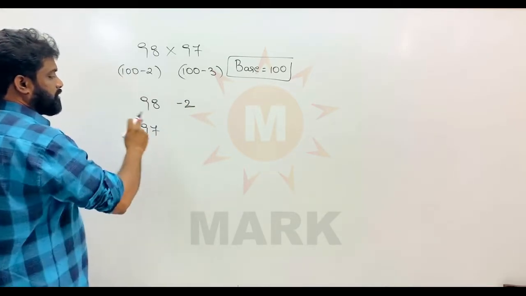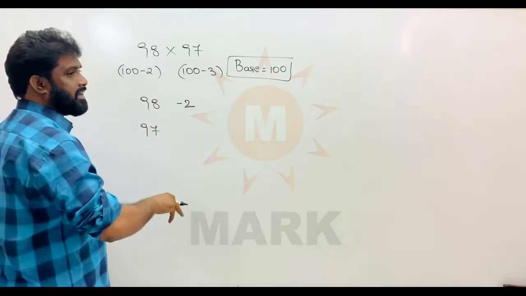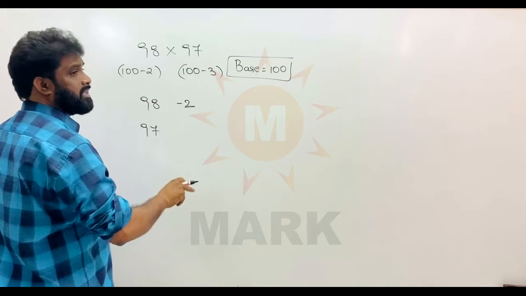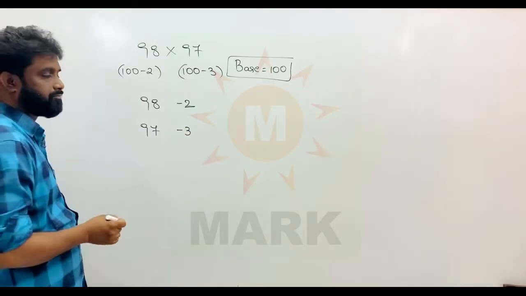Right here. So 97, how much is it less than 100? By doing 100 minus 3, you will get 97. So write minus 3 here. Minus also you have to write.